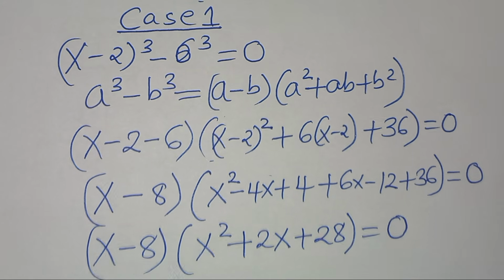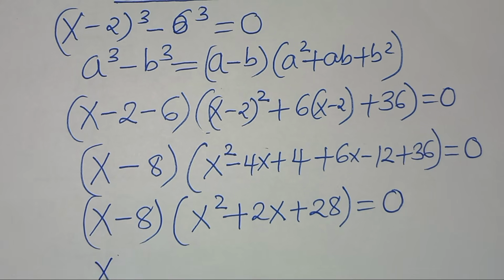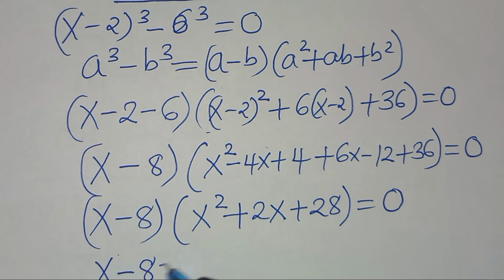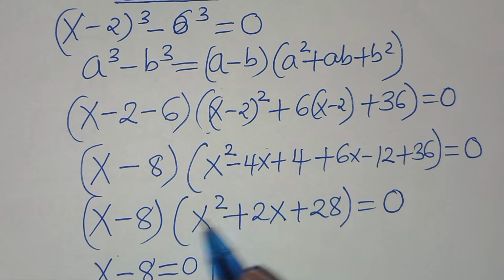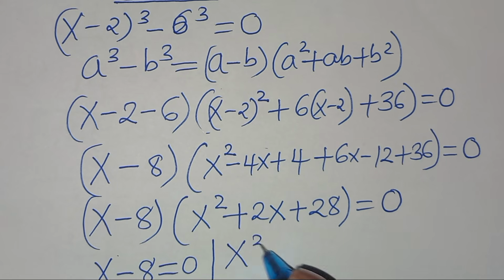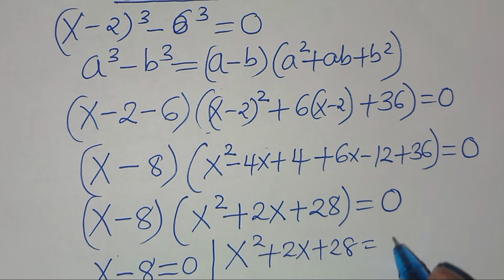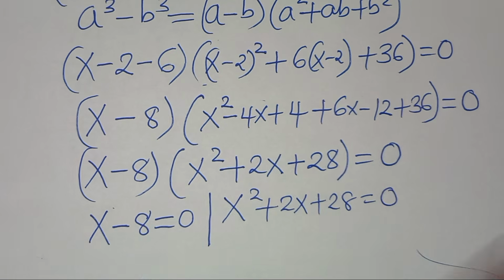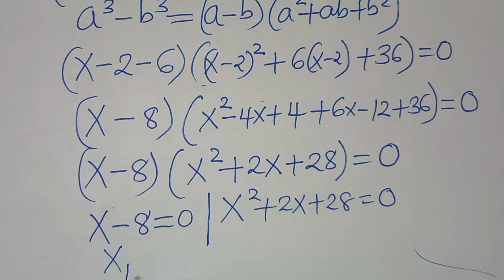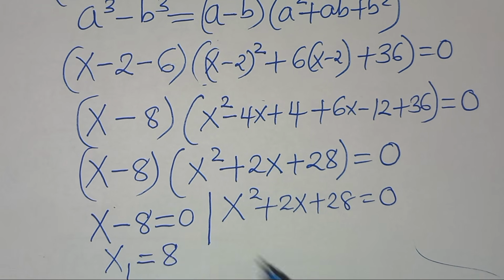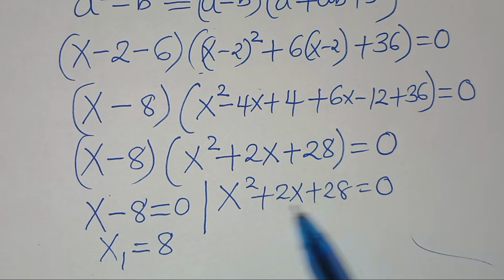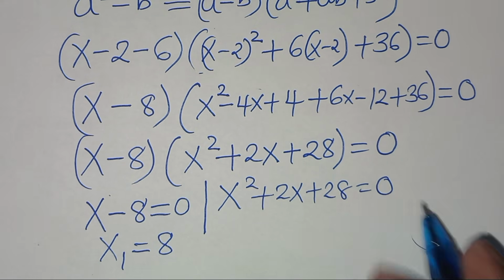Now, the next step from here, we have two parts. We have x - 8 = 0, and we have the second part, which is x^2 + 2x + 28 = 0. So this implies here the first value of x, that is x1, is equal to 8. This is the first real solution that we have. And let's solve for the other values of x in this quadratic equation.